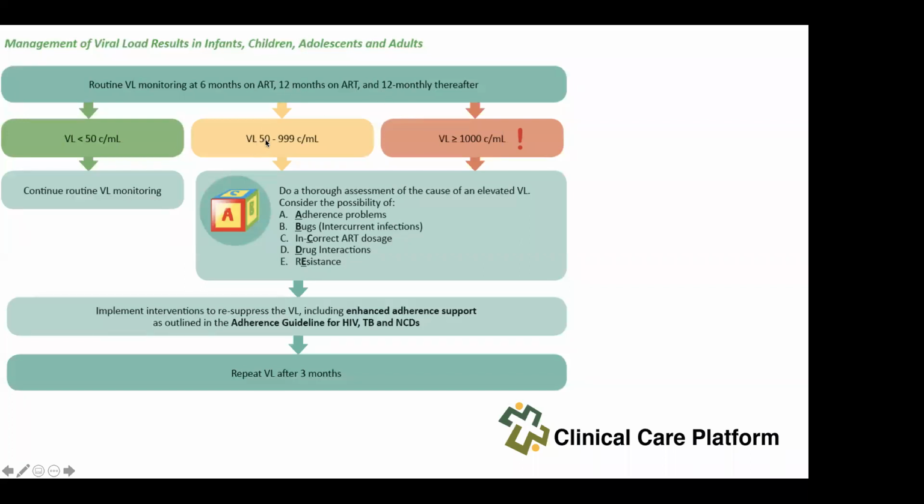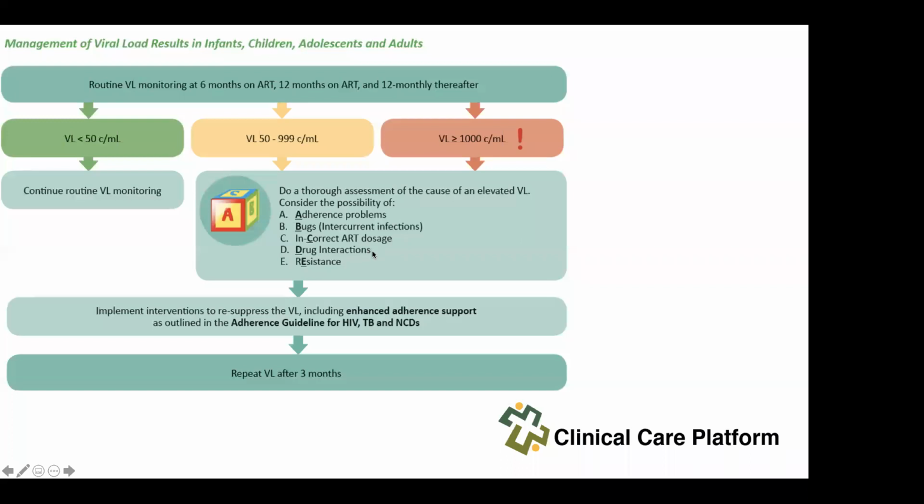If the viral load is between 50 and 1,000, you do your adherence assessment, where you assess for adherence. Is your patient missing doses, forgetting? Do they need social support? Are they currently having some infections that need to be treated? Are they taking the drugs correctly?